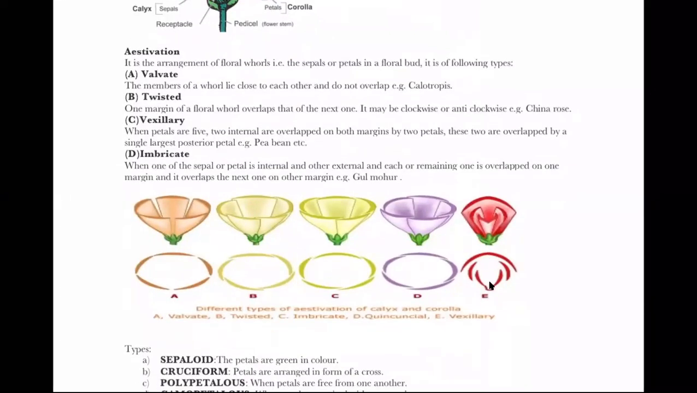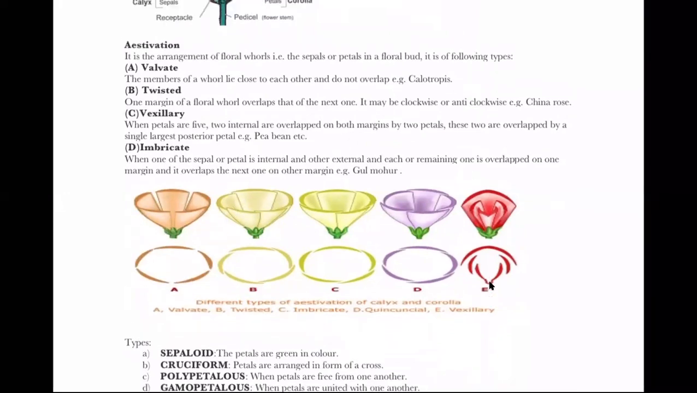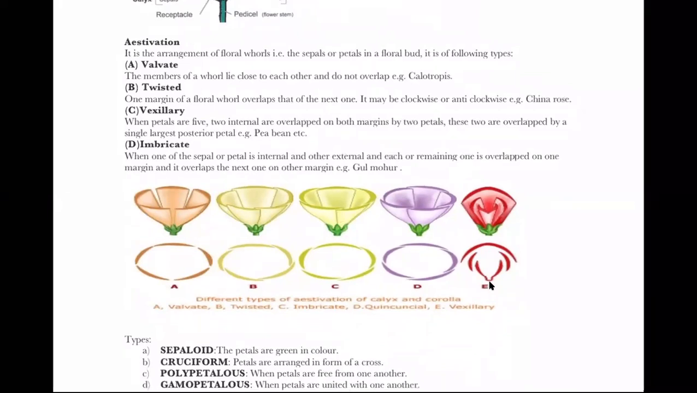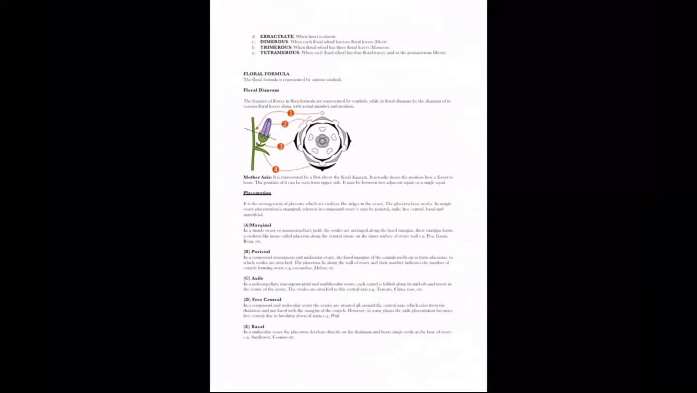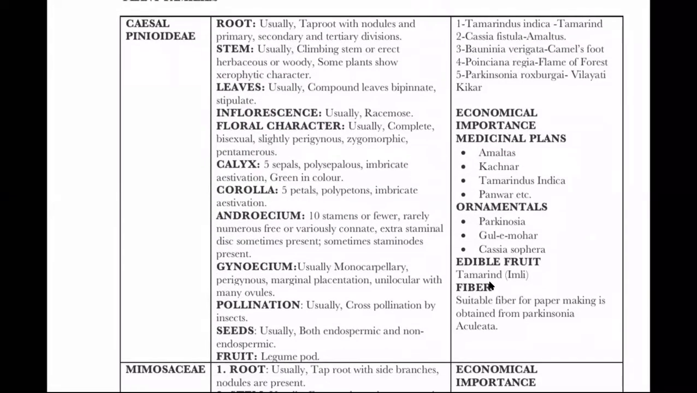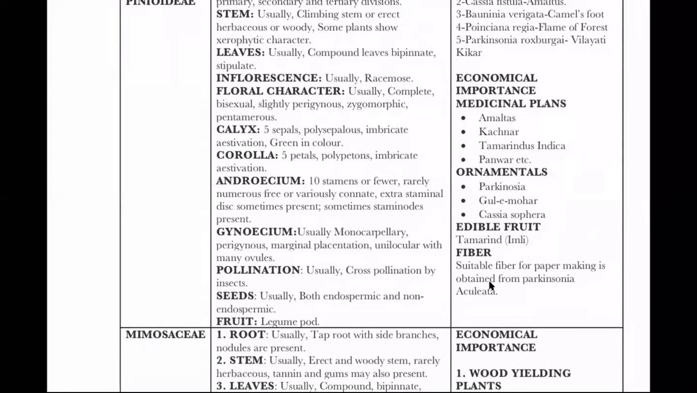C पे देखो, imbricate estivation. Imbricate estivation क्या थी? When one of the sepal or petal is internal, the other is external, and the remaining is overlapped. One overlaps the other. ठीक है? ये आपकी imbricate estivation है. इसीलिए मैंने कराया था, because when अभी जो descriptions पढ़ते हैं, it becomes easier if we do everything. सही है? Okay. And Corolla, 5 petals.